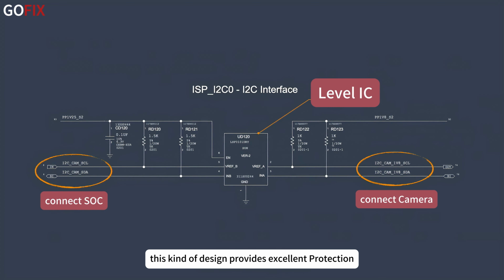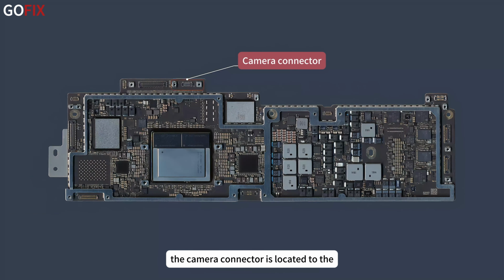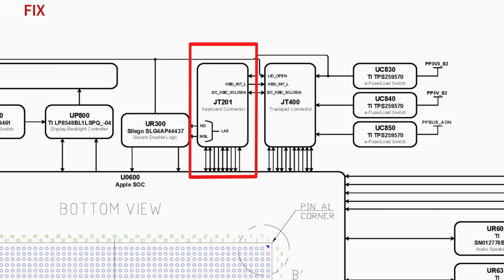Actually, this kind of design provides excellent protection. When the camera fails, these circuits can effectively isolate voltage and current, preventing the expensive SoC from being burned out. The camera connector is located to the right of the display connector.